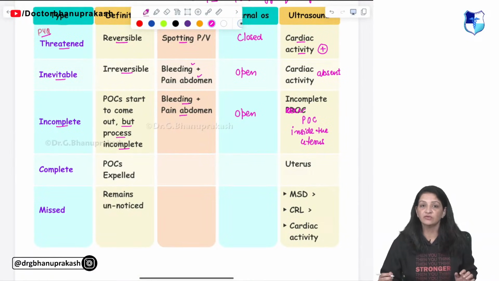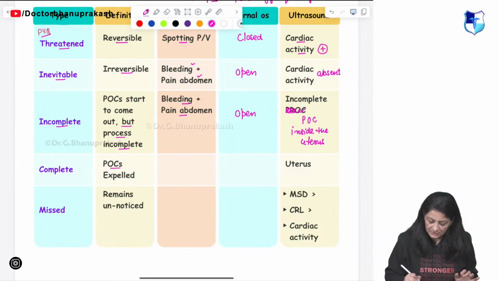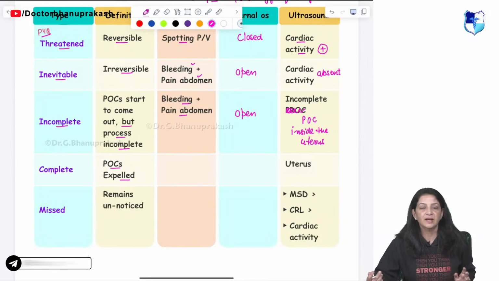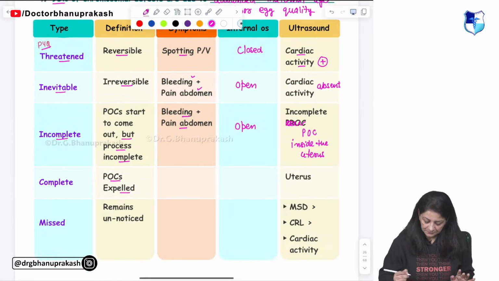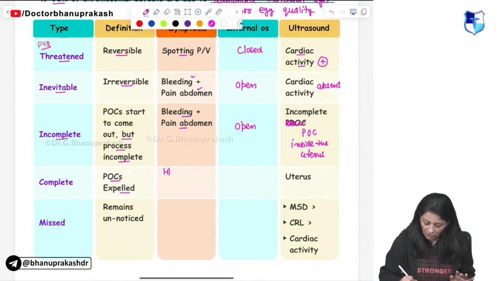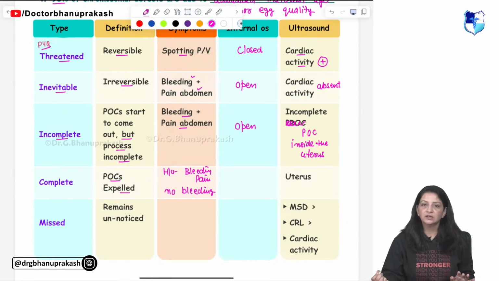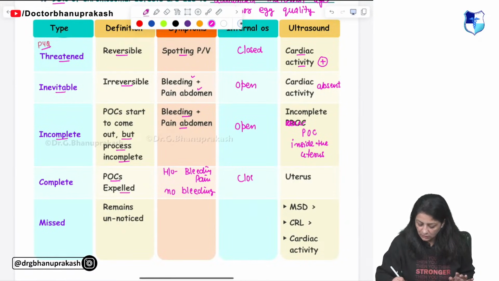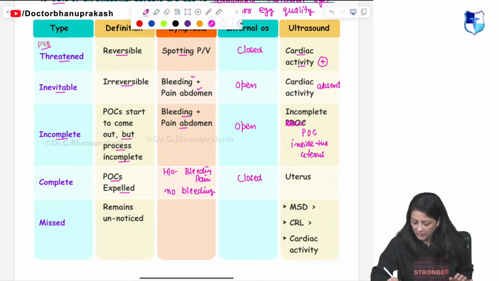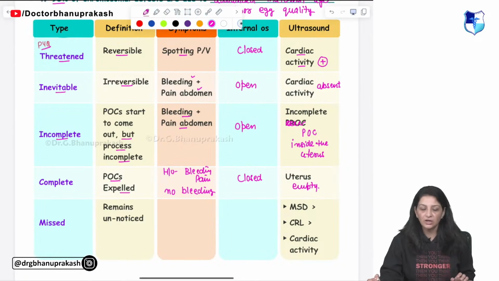So in case of complete, product of conception is expelled. So symptoms: history of bleeding and pain, but at present no bleeding. Internal os closed and uterus empty. So this is a complete abortion.